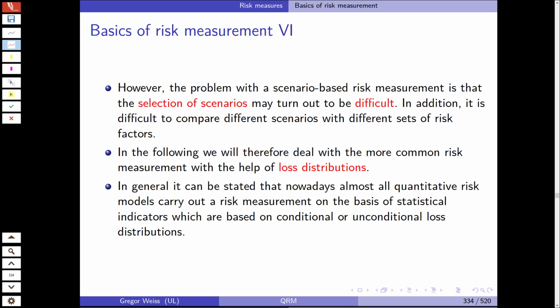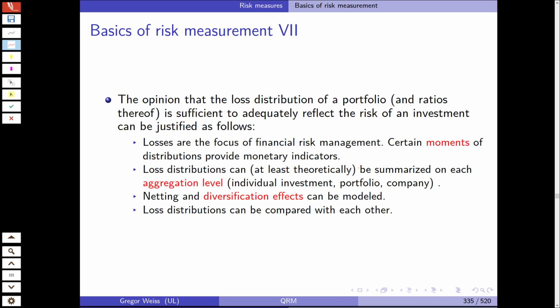It's difficult in practice. So in the following, we will do what we intended from the very start. We'll concentrate on the standard in risk management, in quantitative risk management, looking at statistical loss distributions. We are modeling loss distributions, and we are then calculating moments or any risk measures based on statistical distributions. So in general, it can be stated that nowadays almost all quantitative risk models carry out a risk measurement on the basis of statistical indicators or moments or measures, values which are based on conditional or unconditional loss distributions.